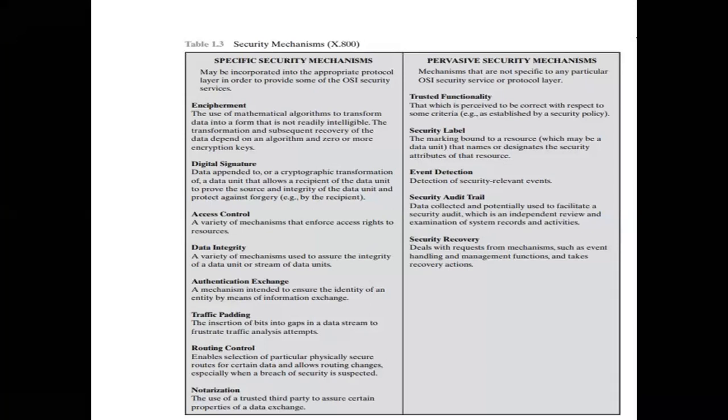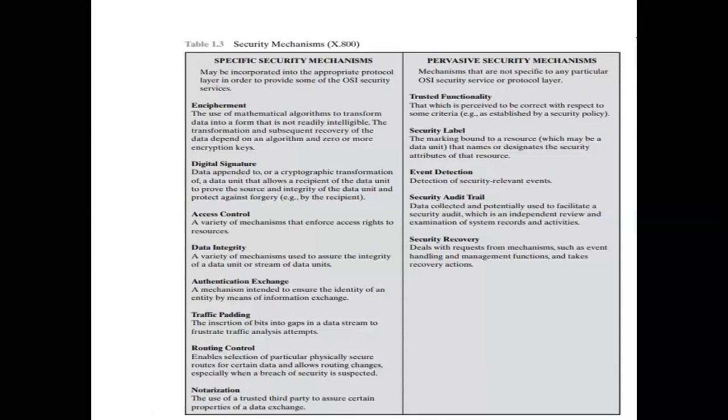Similarly, authentication exchange is about the identity of the people. Simply, only authorized people can exchange the information, and you do not exchange with unauthorized people. Only authorized people exchange the information from one user to another user. So the specific security mechanisms are: encipherment, digital signature, access control, data integrity, and authentication exchange.